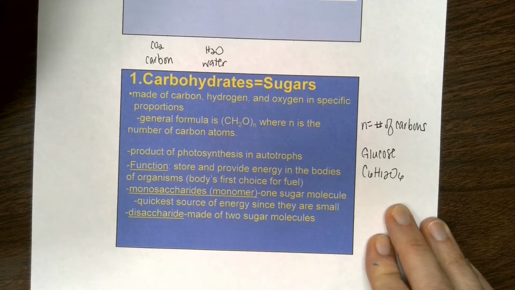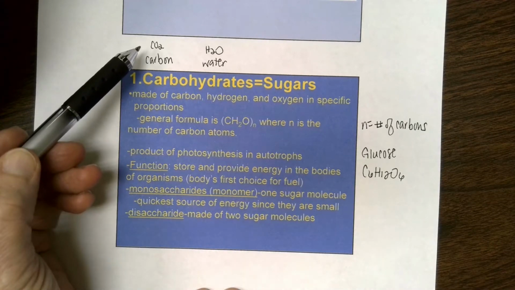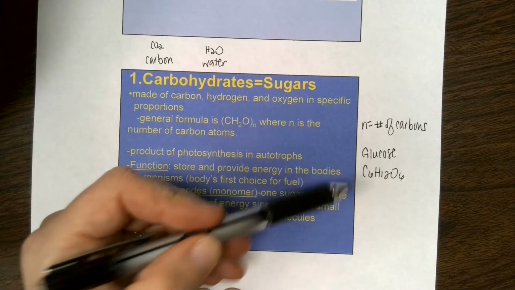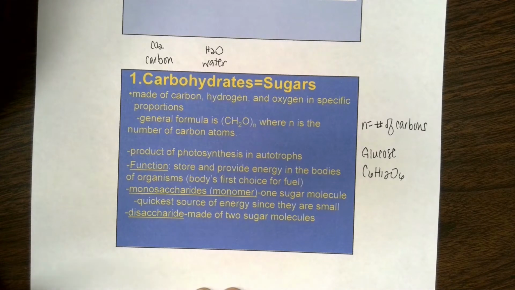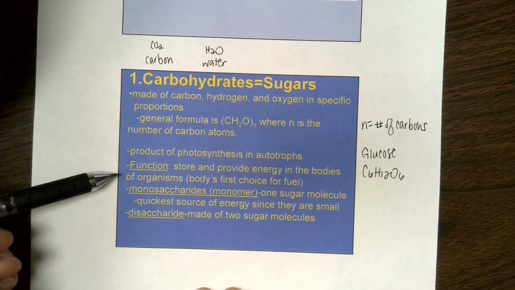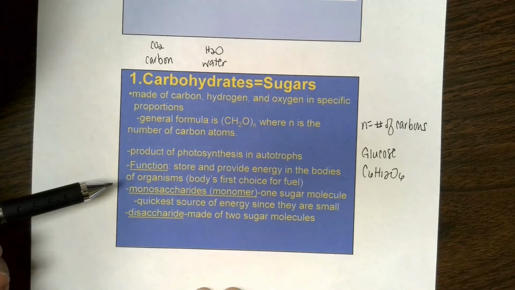Well, plants, and other autotrophs, anything that's autotrophic, are going to combine carbon dioxide and water, and we'll talk about the chemical formula for photosynthesis in our next unit, in order to make glucose. So that's the sugar we're going to talk about the most. Now we can see their functionality, as far as what carbohydrates do: they're going to store and provide energy in the bodies of organisms. This is the body's first choice of fuel, and that's going to be one thing that we're really going to harp on.